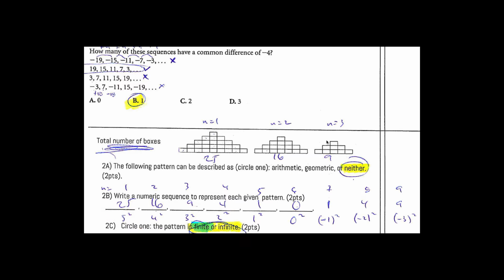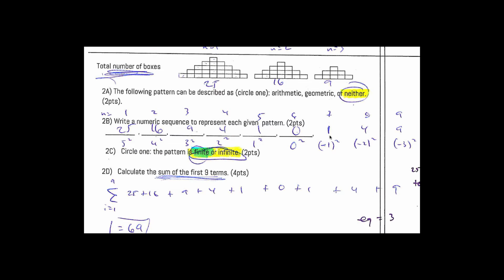Part B, multiple choice: how many of these sequences have a common difference of -4? Going from left to right, you're adding 4, it's getting bigger. On this choice, the number is getting smaller, so you are subtracting by 4. That's why it's B, only one of these. Here the numbers are getting bigger, so that'll be a +4, and this one is not even a 4. So only one of these, that would be B.